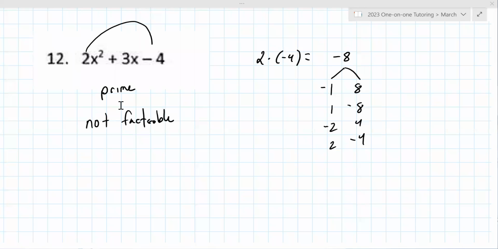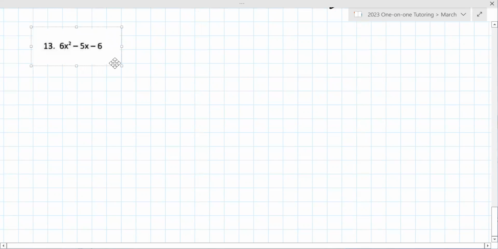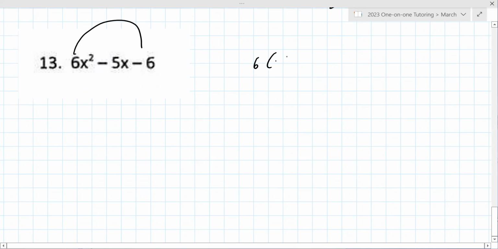Okay. Now let's look at 13. Again, notice that the number in front of x squared is not a 1. It's a 6. Which two numbers do we multiply here? The 6 and the -6. So just the numbers, 6 and -6. That's -36. This one does work. So I want you to find the two numbers that multiply to -36 but add up to -5. It's got to be negative.